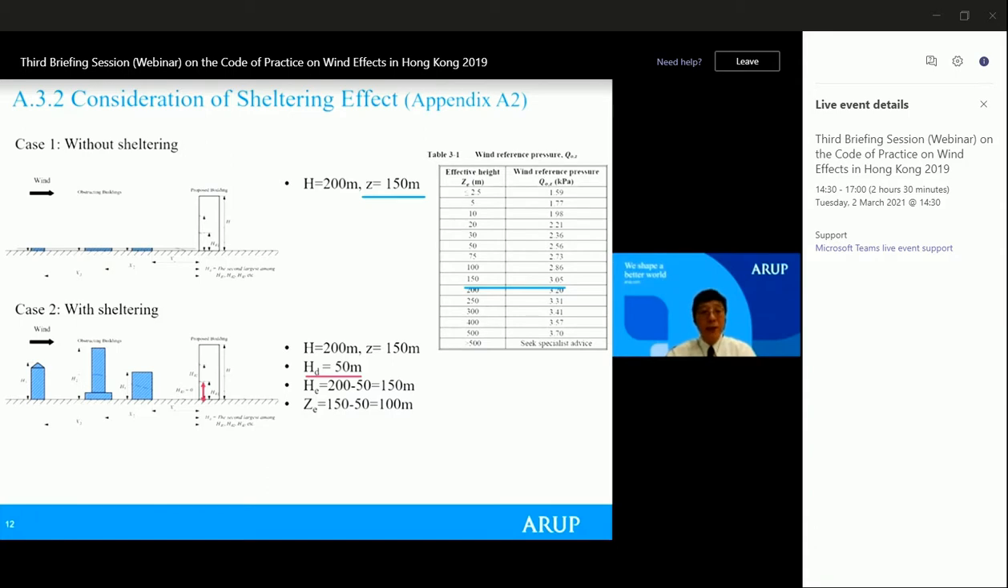If the same building is now situated in a dense urban area with sheltering from the upwind direction, you may imagine that the wind pressure is being uplifted to a certain height. For example, in this particular case, if you assume a displacement height of 50 meters, your effective reference height Ze will equal 150 meters minus 50 meters. So your new reference pressure is reduced from 3.05 to 2.68.